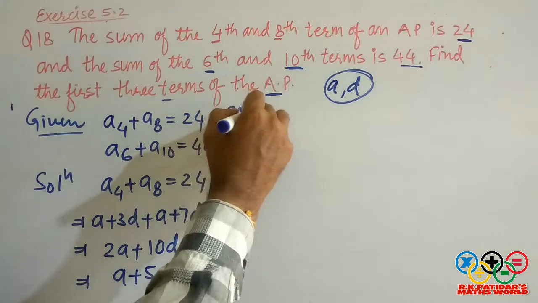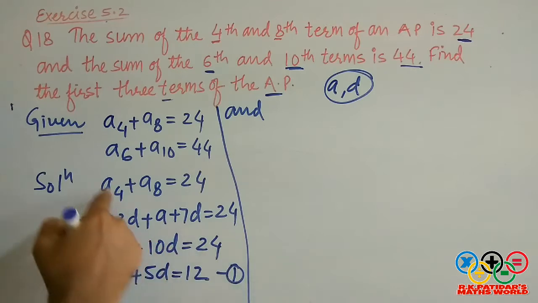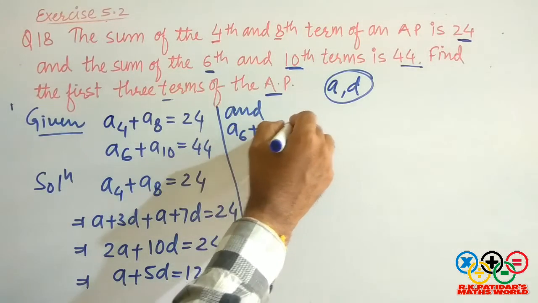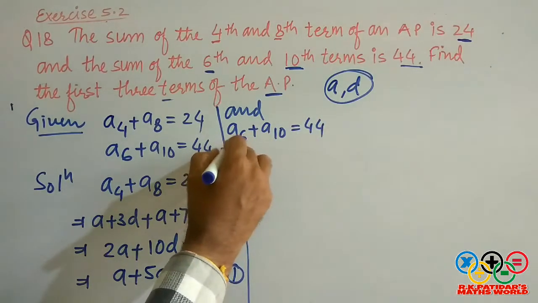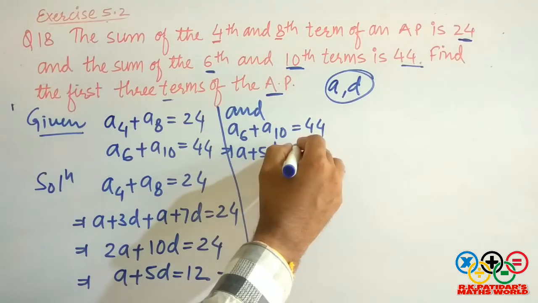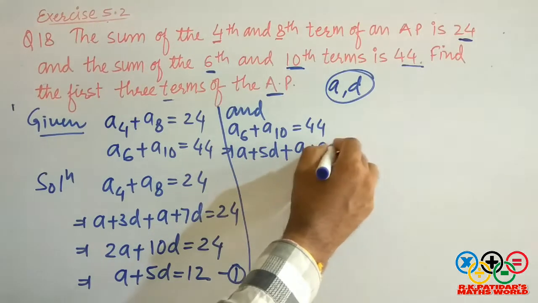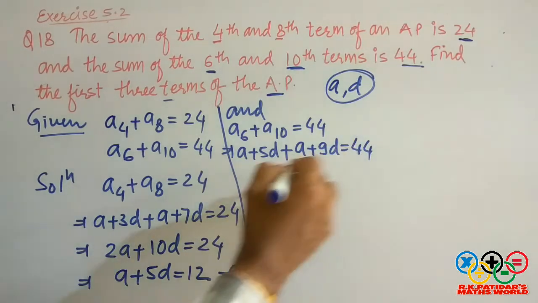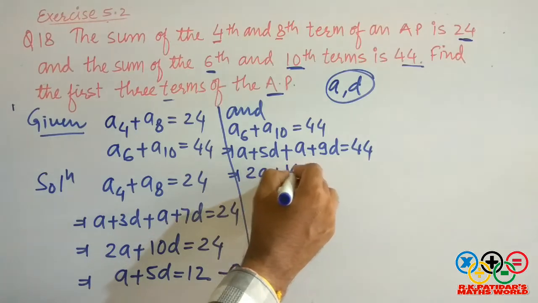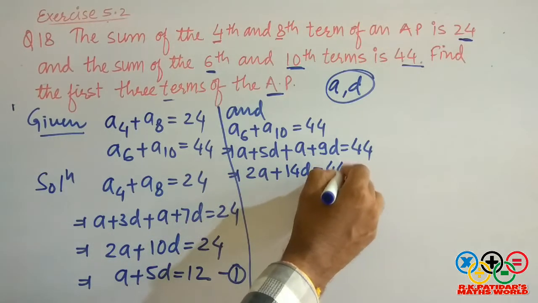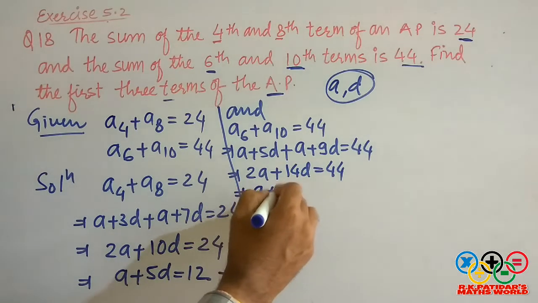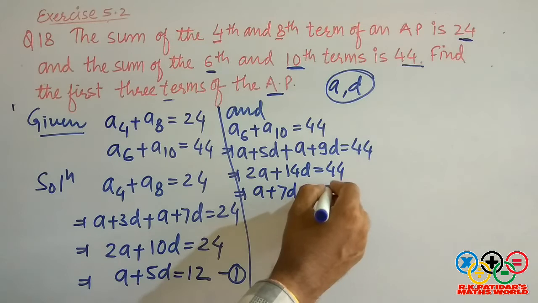Now one more thing is given in the question, and 6th and 10th term. A6 plus A10 is equal to 44. 6th टर्म के लिए फॉर्मूला होगा A plus 5D प्लस 10th टर्म के लिए फॉर्मूला होगा A plus 9D is equal to 44. A and A is 2A. 2A plus 14D is equal to 44. Divide by 2, it is A plus 7D is equal to 22.